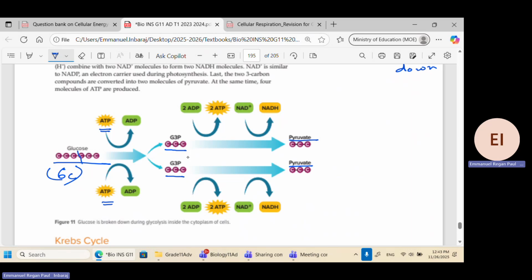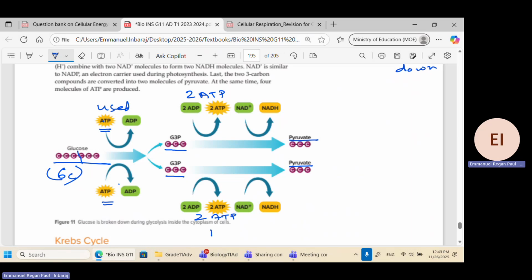The G3P is converted to pyruvate. Okay, this is the second process. And in this process, you see how many ATPs are produced. You see here 2 ATPs are used. ATP is used. 1, 2, 2 ATPs. But here what happened? 2 ATP here as well.